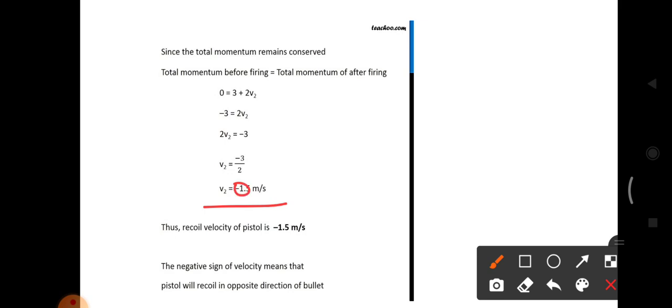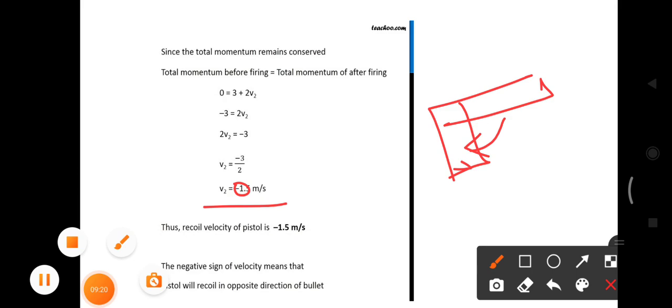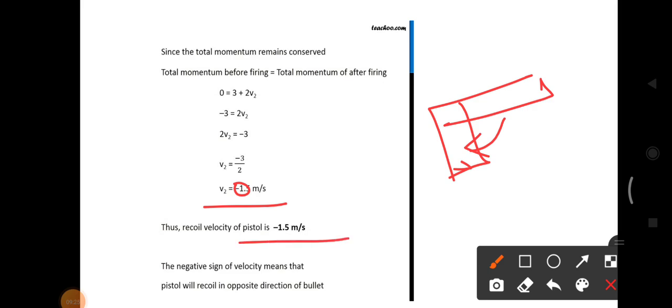The minus represents that when the gun is fired, the pistol moves back. So the minus sign indicates that. The recoil velocity of the pistol is minus 1.5 meter per second. The negative sign of velocity means that the pistol will recoil in the opposite direction of the bullet. The bullet moves in this direction, and the recoil of the pistol moves in the opposite direction. The minus sign represents that the recoil is in the opposite direction of the bullet.